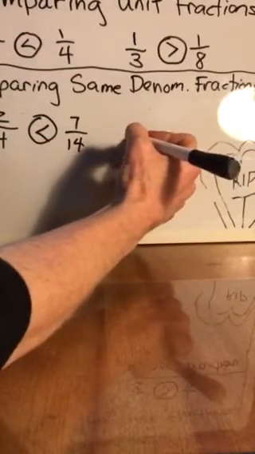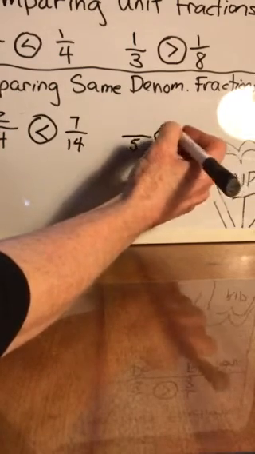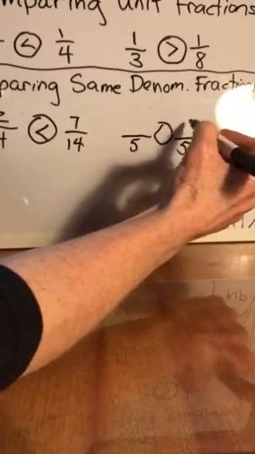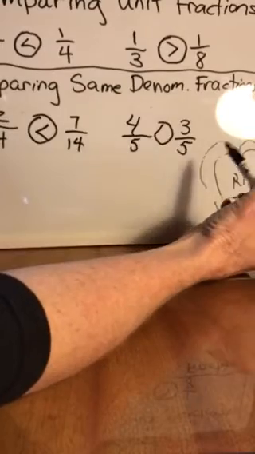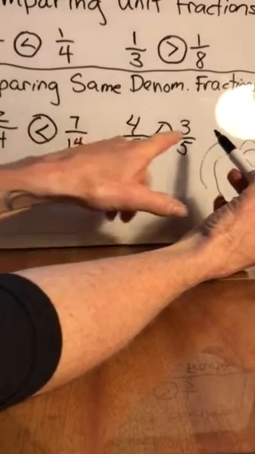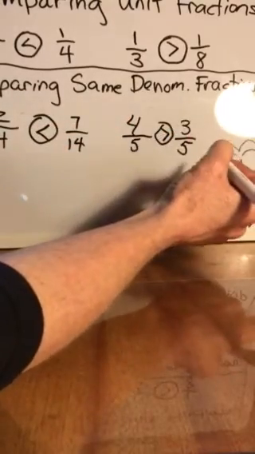Okay, so if you're talking about the same denominator here, fifths, and you have 3/5 and you have 4/5, just compare your numerators. So 4 is greater than 3. So 4/5 is greater than 3/5.